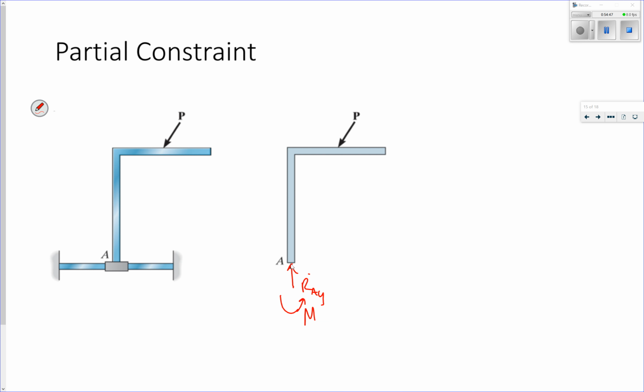But can it move horizontally? Yes, it's not being held in place horizontally. So if I apply a load that has any type of horizontal component to it, this thing is going to move. If I break down my angled load into a vertical and a horizontal component, it is going to move to the left in this case.